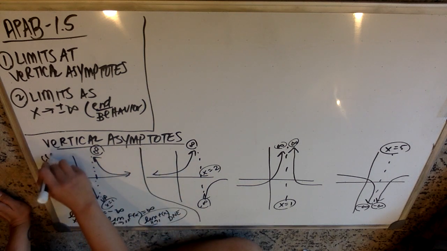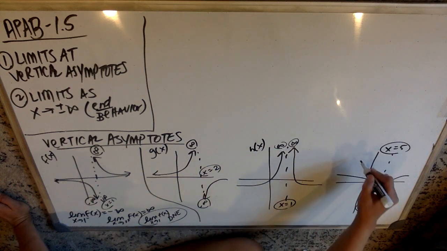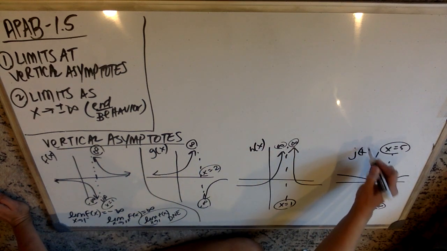Let's just call this f of x. Just to make it easier, I'll call this graph g of x. We'll call this graph h of x. We'll call this graph j of x. That's not an x, but you get the idea.